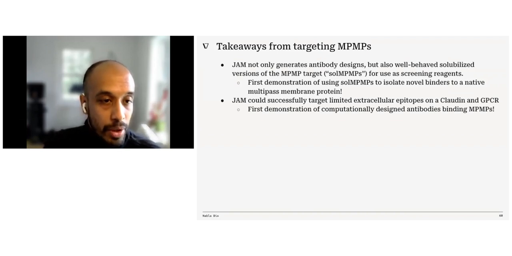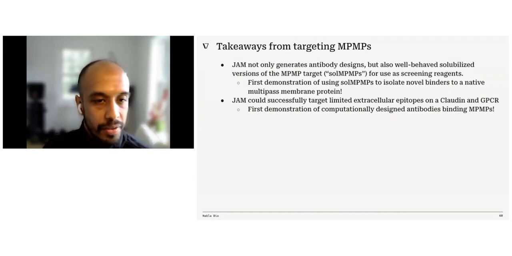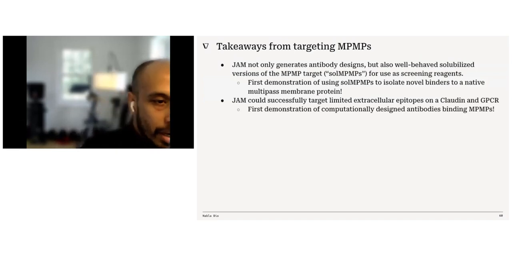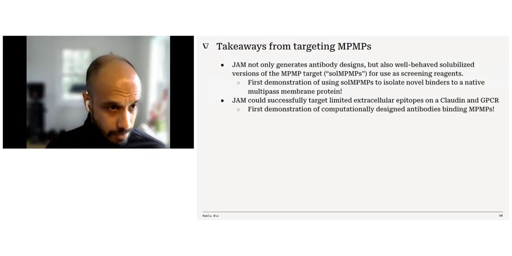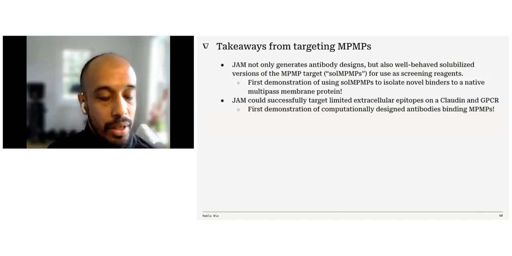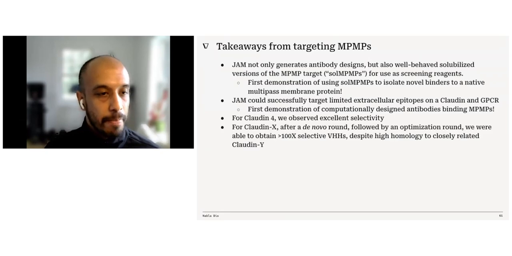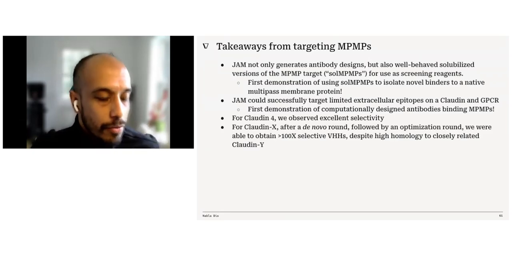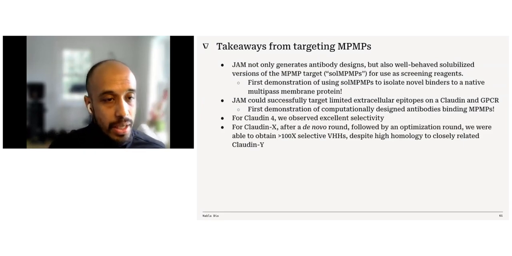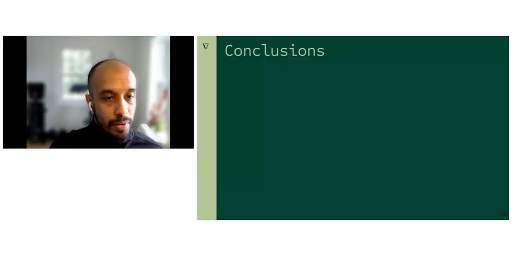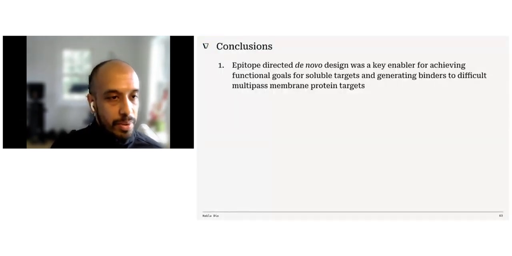And we could use JAM to also target limited extracellular epitopes on two fairly different MPMP targets, a Claudin and a GPCR. And as far as we know, this is also the first demonstration of a fully computationally designed antibody against a multipass membrane protein. For Claudin-4 and for Claudin-X, we observed excellent selectivity. Again, a really important property to try to achieve for many families of targets. And with that, maybe some summarizing thoughts from the whole talk.